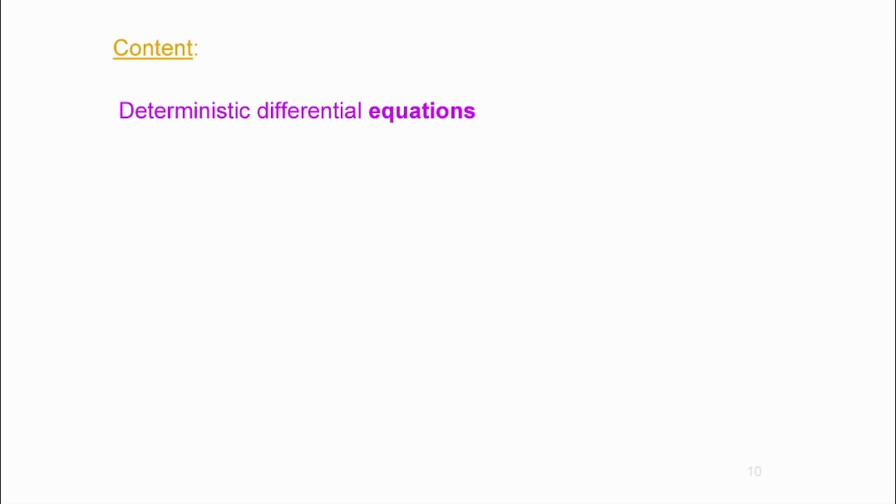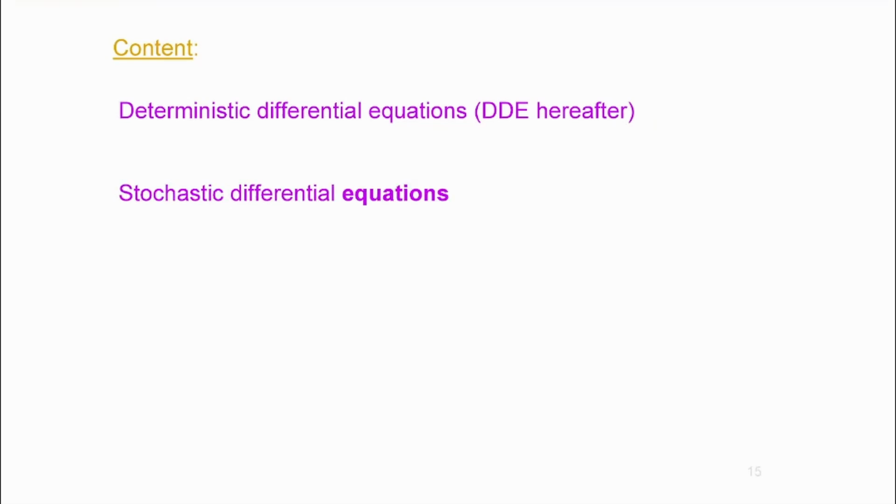If I say deterministic, I basically mean that there is no stochastic component involved. I will use the abbreviation DDE hereafter. So if I say DDE, I mean deterministic differential equation. I'm only considering the linear ones, and then we're going to have their stochastic counterpart.